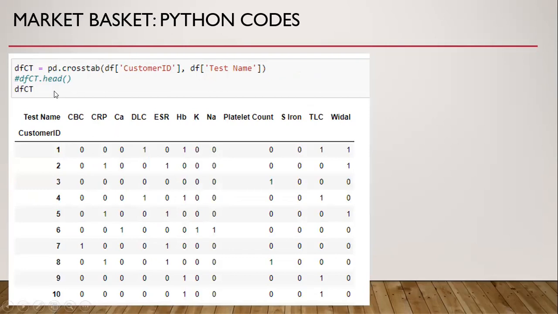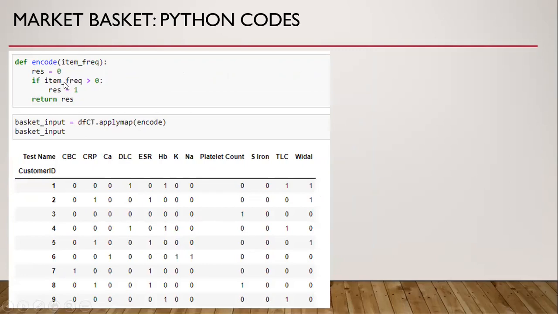Then first of all, we have to build a cross tabulation of customers and tests. So this is the code for the cross tabulation. Then we adjust for more than one test per customer. This is useful for actual market basket analysis when a customer purchases the same item twice or more. So we have to take care of that.